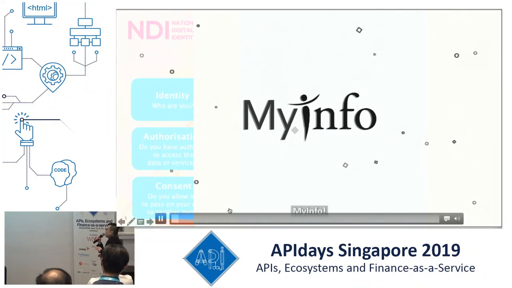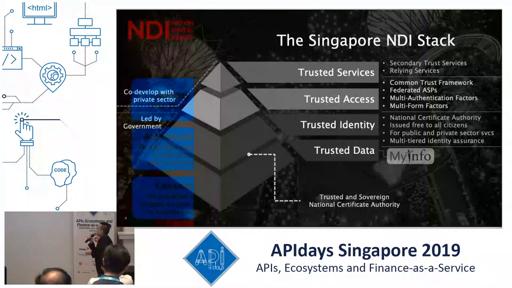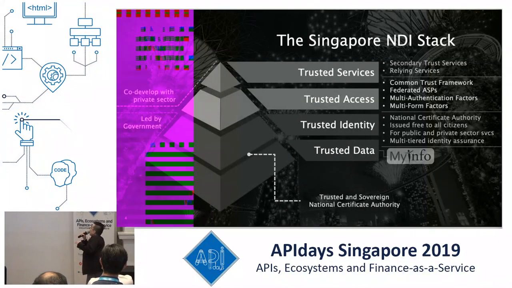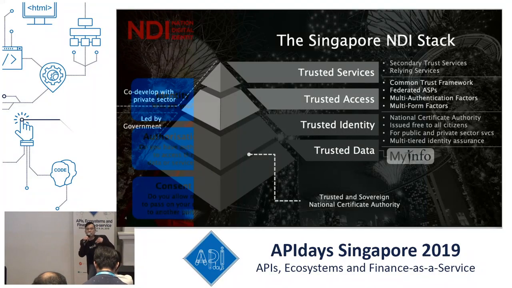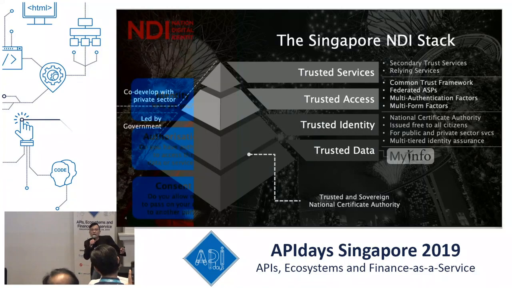Trusted access and trusted services are what we built on top of that to allow a multi-factor, multi-prong authentication to access the services. The services layer on the top is very important because those are the services that we develop together in partnership with all of you who are developing your own apps for banking and for all the different digital services being provided to the citizens themselves.